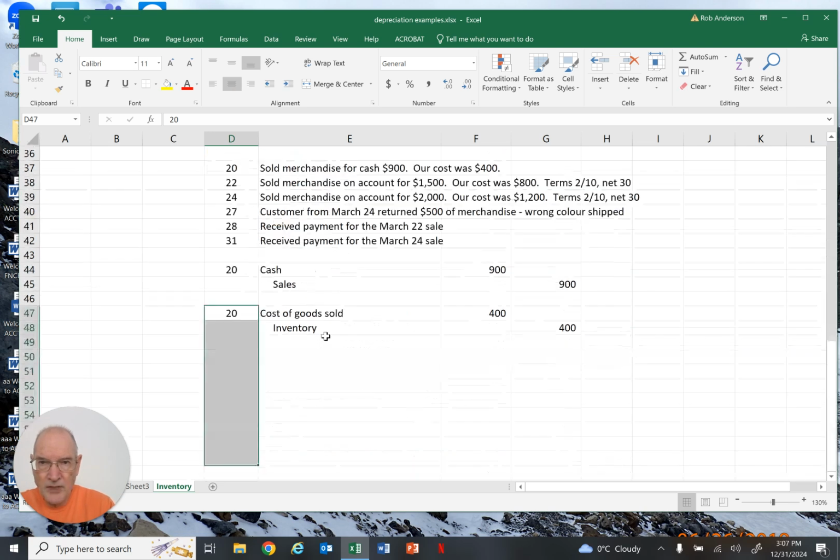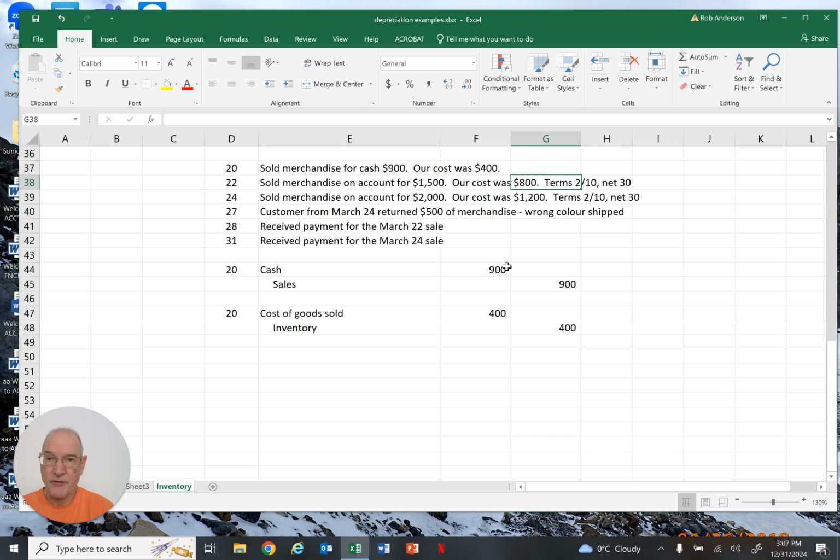All right, now let's look at the next transaction. On March 22, we sell merchandise on account for $1,500. Our cost is $800. And this time we're giving selling terms 2/10, net 30. Now it means the same thing, except this time we're going to give our customer the discount if they pay within 10 days. So maybe they will.